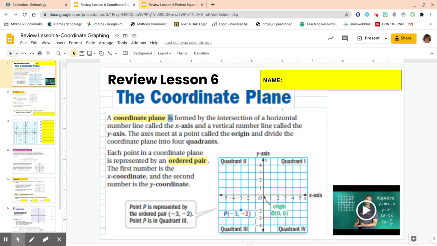Hello, friends! Today is review lesson 6, the coordinate plane. So, the coordinate plane has a few vocabulary words that we need to just look at. So, first, let's look at this.